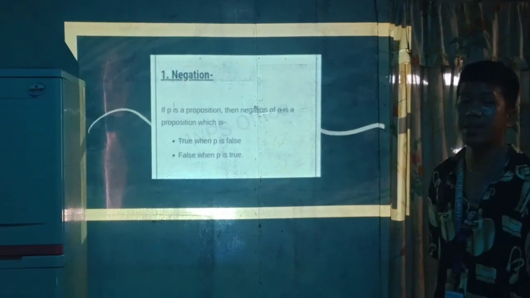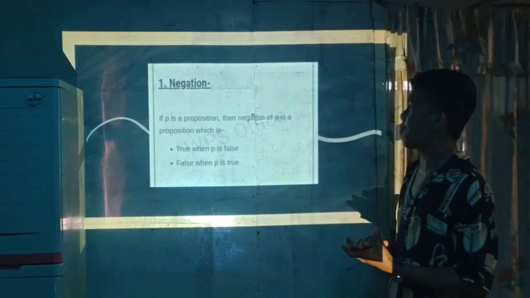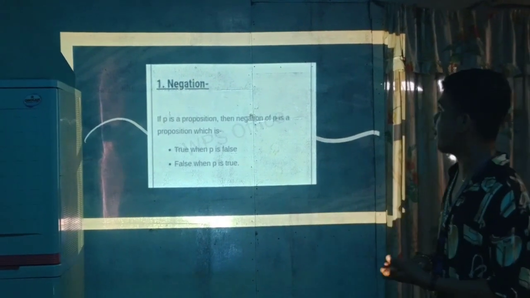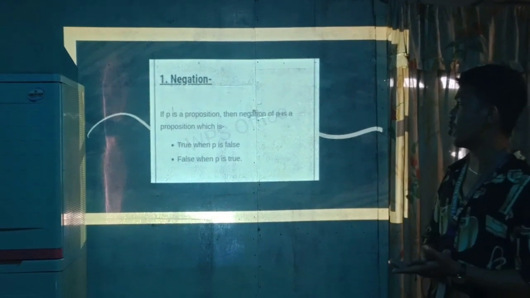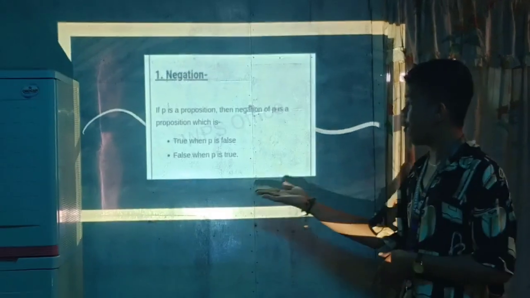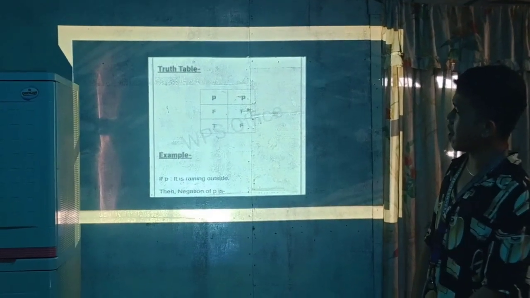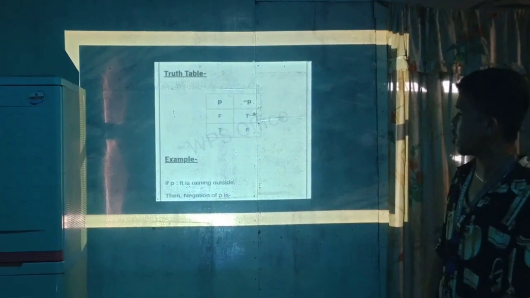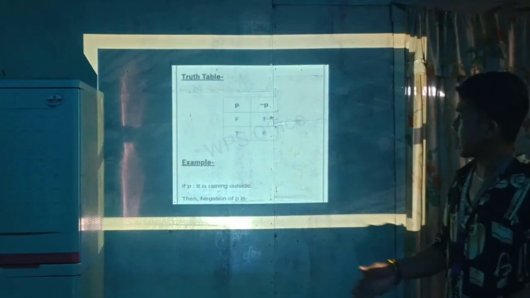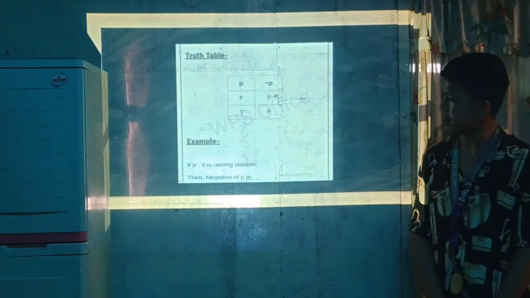So let's start with the negation. Negation: if P is a proposition, then the negation of P is a proposition which is true when P is false and false when P is true. So this is the truth table of negation and the example. Next.